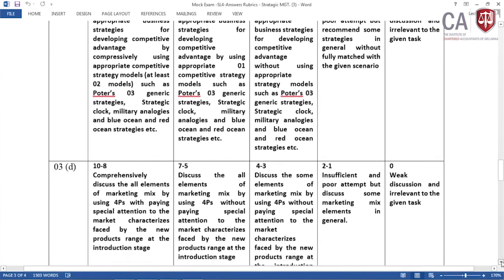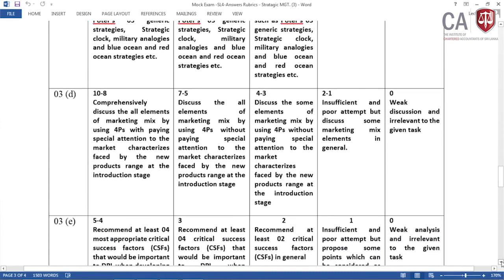Then part D, comprehensively discuss the whole element of marketing mix by using 4 P's, paying special attention to the market characteristics faced by the new product range at the introduction stage. Talk about the whole 4 variables, 10 to 8 marks can be obtained. 7 to 5 marks: discuss the whole element of marketing mix by using 4 P's without paying special attention to the market characteristics faced by the new product range at the introduction stage.